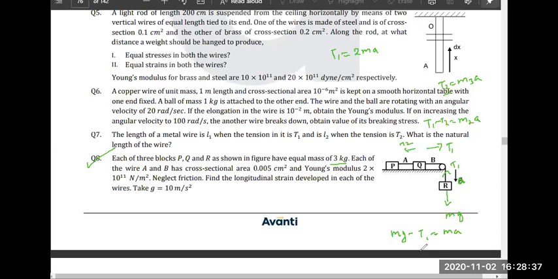Now put T1 over here. If you put T1 over here, we will get Mg is equal to 3MA, right? So A is equal to g by 3. The expression is g by 3. Easy? Think about it. Easy?